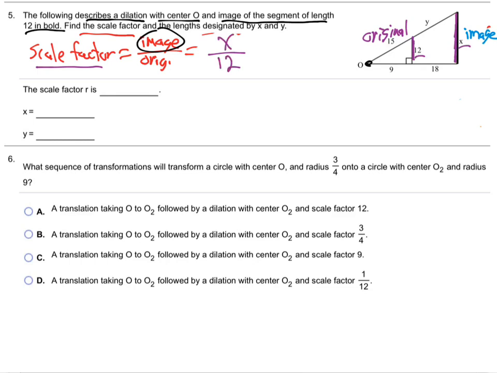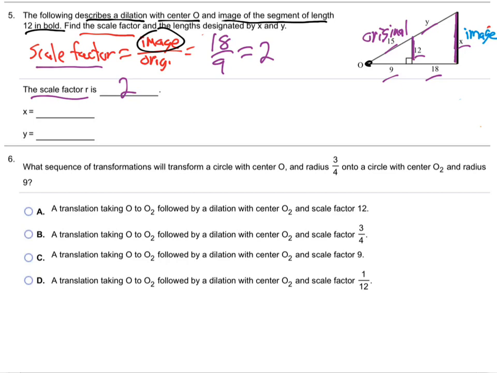Well, that's not going to work because I need two numbers to figure out the scale factor. I might take y over 15, but again, I need two numbers. That's not going to work. So maybe I could take 18 over 9. So that's it, and 18 divided by 9 is 2, and so there's our answer. But that's wrong. That's wrong. I see that mistake a lot. So let me help with that.